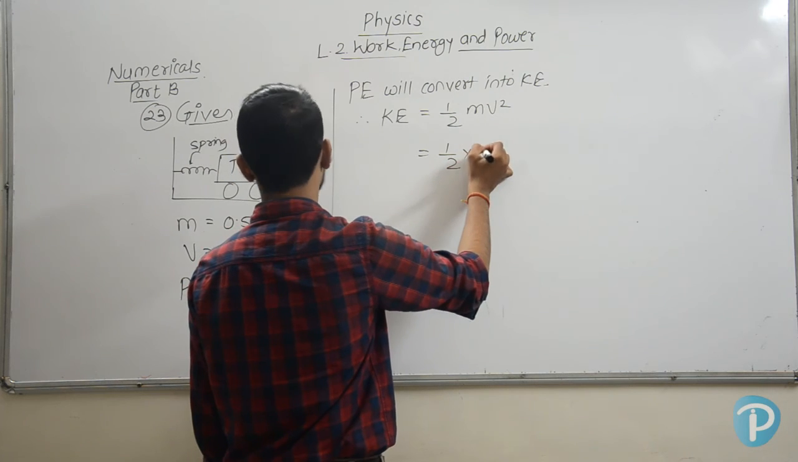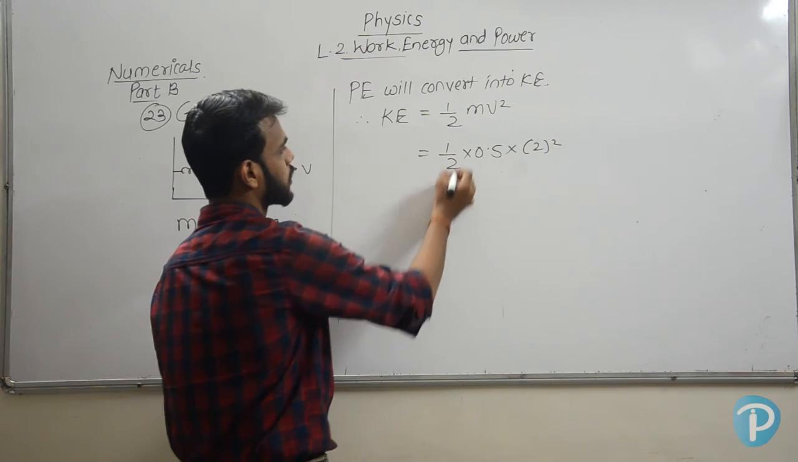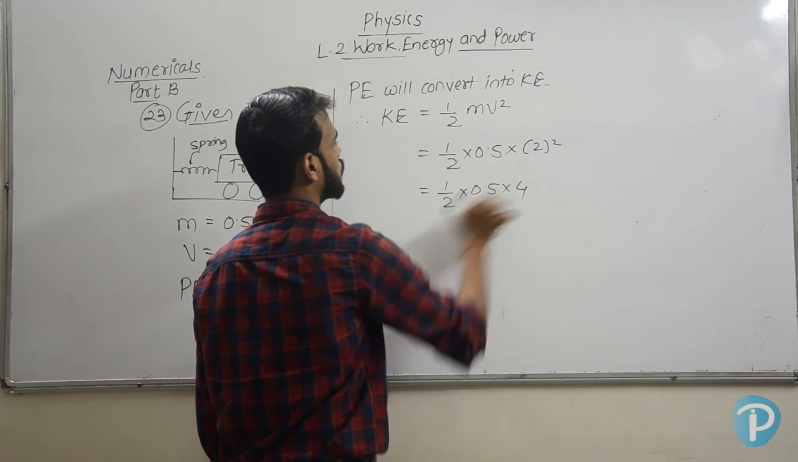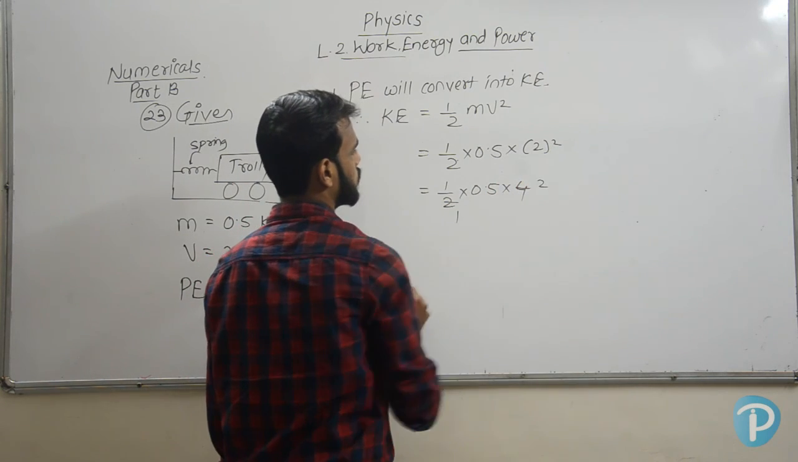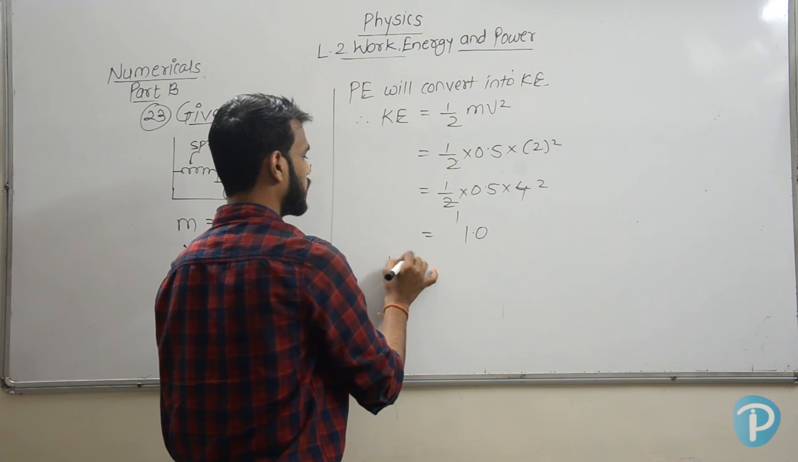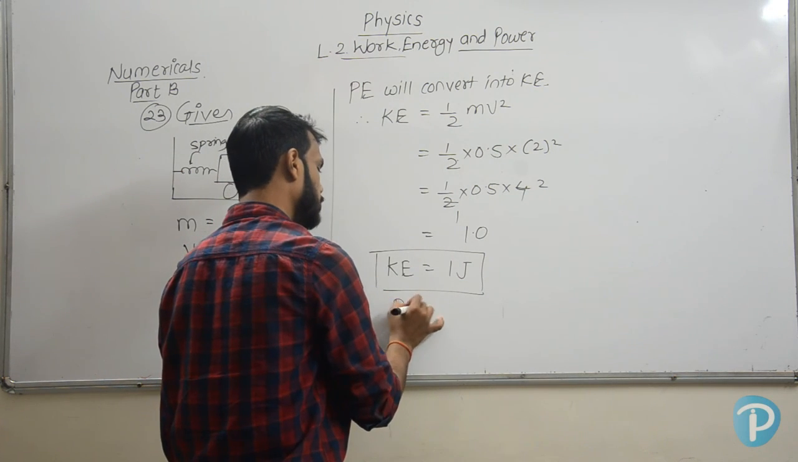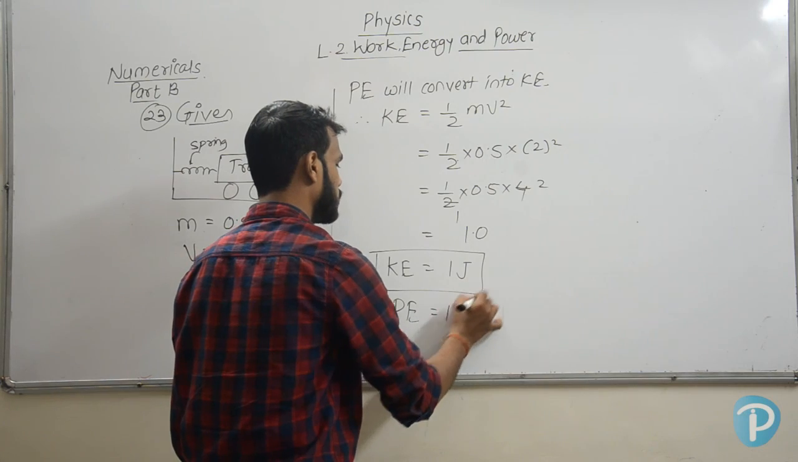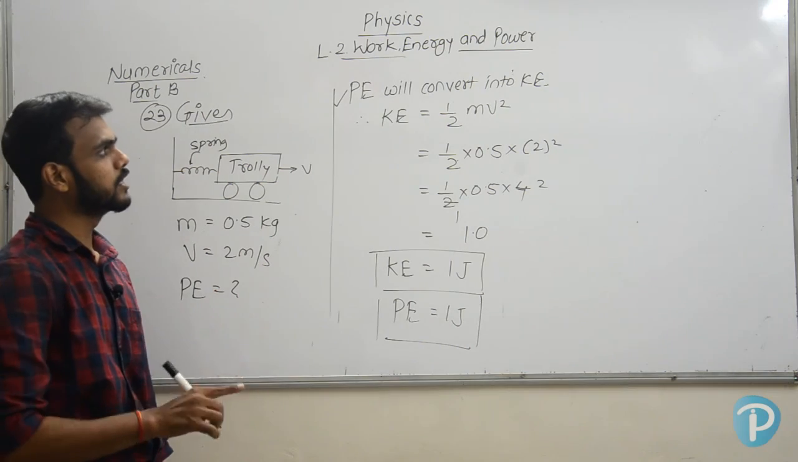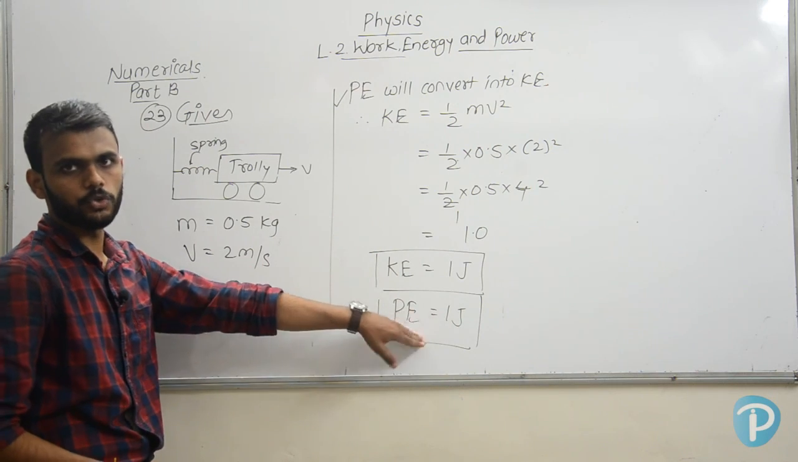1 by 2 multiplied by mass, which is given 0.5, and velocity is 2, the square, then this will be 1 by 2 into 0.5, 2 square is 4, 2 ones are 2, 2 twos are 4, 5 twos are 10 and 1 decimal. So what kinetic energy do we have? That is 1 joule, and this is nothing but the potential energy stored inside the spring. As I have mentioned, potential energy will only convert into kinetic energy. So we have to calculate the kinetic energy, and that is nothing but the potential energy stored inside the spring.